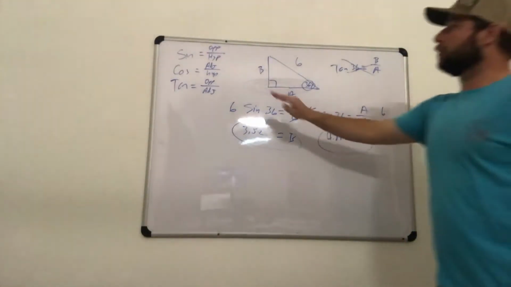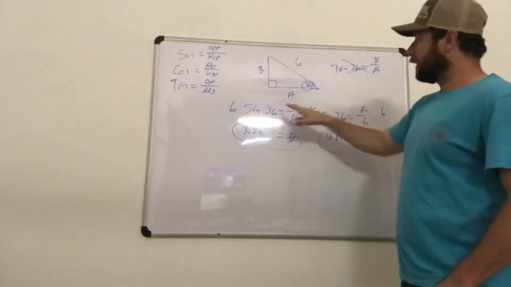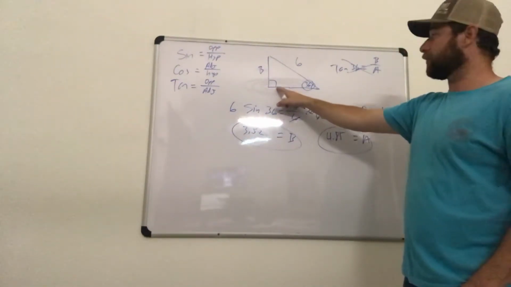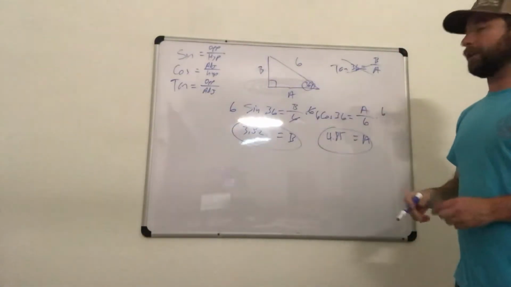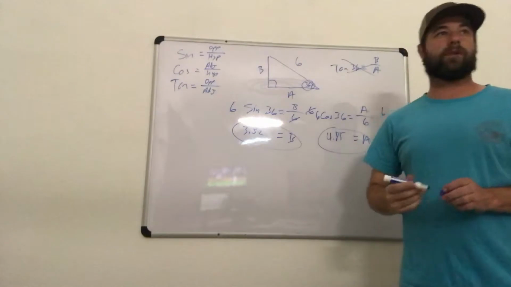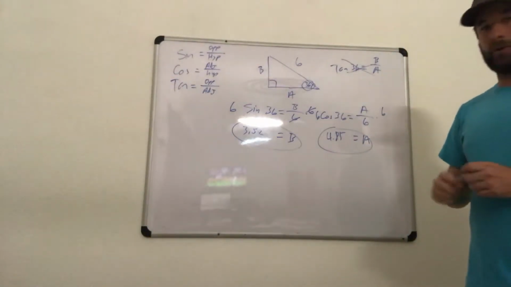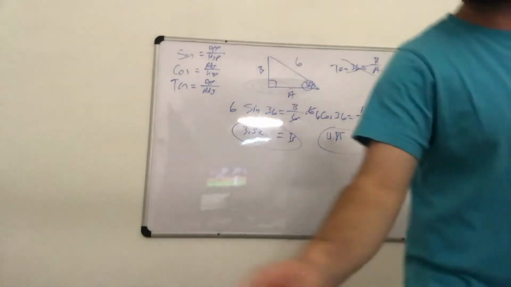Now the only way that you can use sine, cosine, and tangent is if it is a right triangle. Because it's a right triangle, you can use these in order to solve for this. There are other ways to solve for missing parts in a triangle when it's not a right triangle. We'll get into that a little bit further in the book.